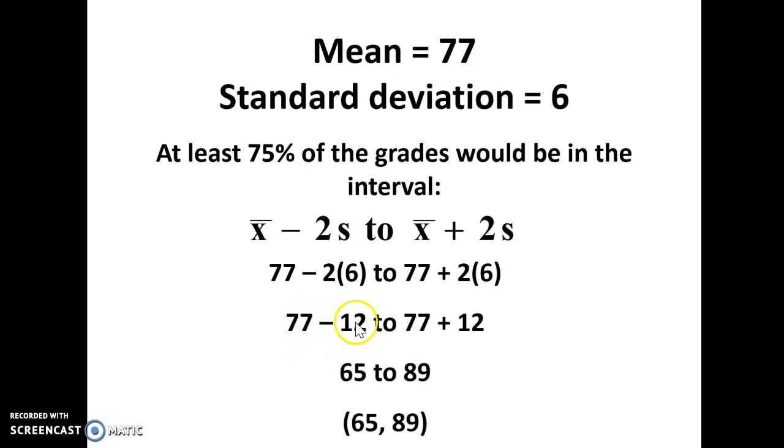So 77 minus 6 is 65. Then 77 plus 6 is 89. So there's your Chebyshev's 2 standard deviation interval. If you needed 3 standard deviations, you'd have to do another subtract 6, add 6. If you needed 4, you'd have to subtract it again and add it again. If you have any questions, let me know.